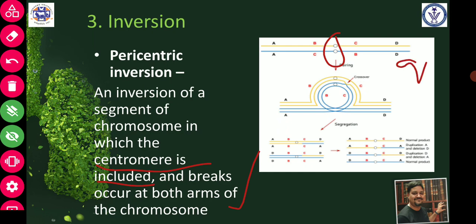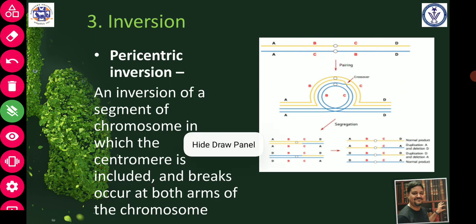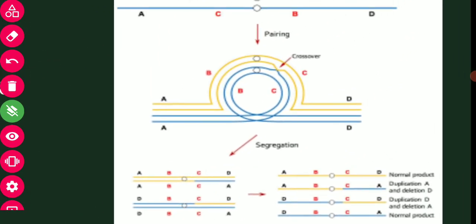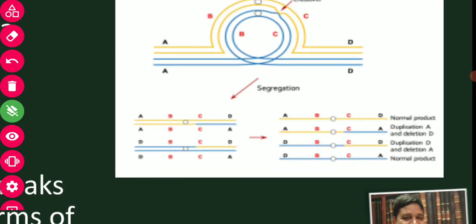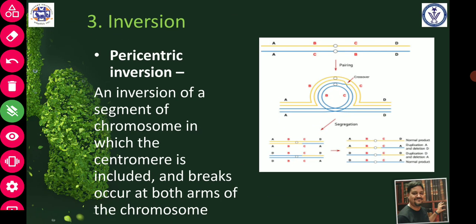Suppose this is Q arm and this is P arm. There will be breaks in both arms of the chromosome, and that will lead to the pericentric inversion. Here you can see it will occur at the time of crossing over. At the time of segregation, the sequence of genes will be inverted, and it will invert the centromere also. So this is about pericentric inversion.